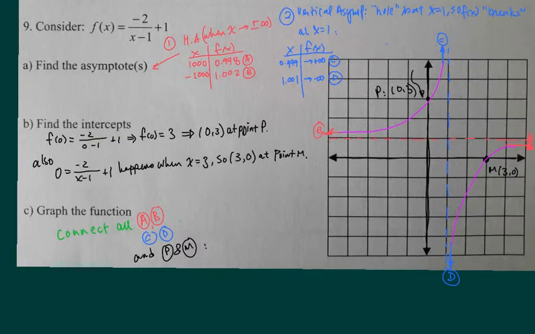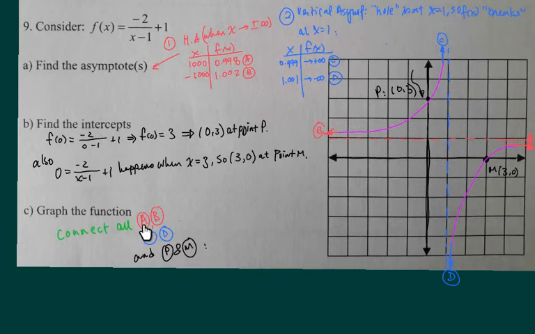When x equals 3, 3 minus 1 is positive 2, my apologies. Minus 2 over positive 2 is minus 1, plus 1 is equal to 0. So the function crosses the x-axis at 3 and 0. That's the point M over here.